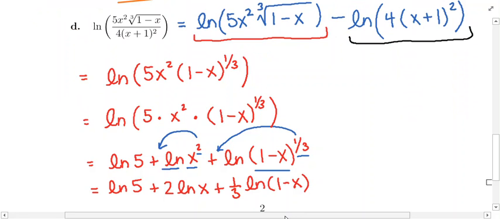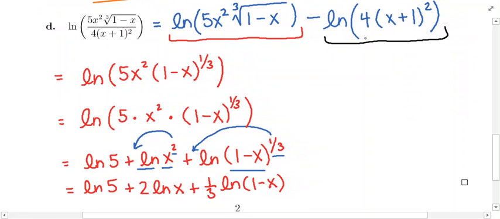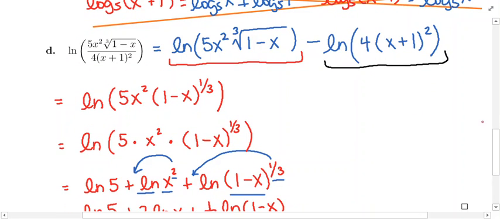Okay, so we've handled the first logarithm, but now we need to come back and deal with the stuff in black. Okay, so let's do that. Now we're going to be subtracting the result of breaking up the natural log of 4 times x plus 1, that quantity squared. Okay, so again, you've got to ask yourself, which situation does this fit? Does it fit multiplication, division, or the power?